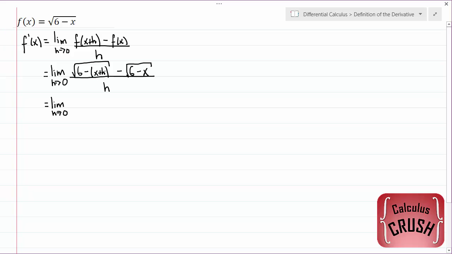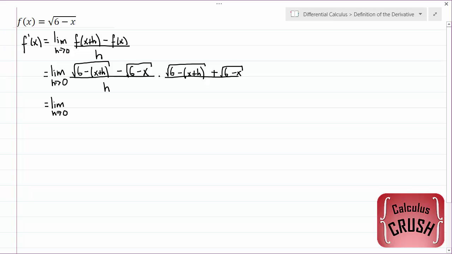Now you rationalize the numerator by multiplying the top and the bottom, the numerator and the denominator, by what's called the conjugate of the numerator. And the conjugate of the numerator is simply the numerator with a plus sign between those two terms. So I'm actually going to do it up here at the step before. So we're going to multiply this by the square root of 6 minus x plus h, plus, that's the important part, plus the square root of 6 minus x.